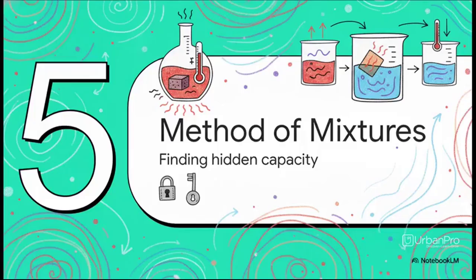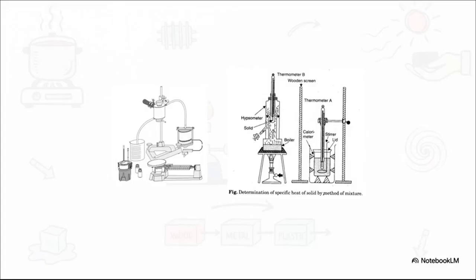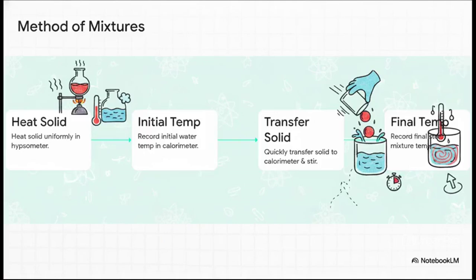Which brings us to Section 5, the method of mixtures. Check out the hardware we use for this. Notice the hypsometer on the left? That's a steam jacket used to heat a solid object really uniformly. And on the right is a calorimeter filled with cold water. The entire goal here is to heat the solid up and then safely plunge it into that cold water. The procedure itself is kind of a rapid-fire physical maneuver. You heat the solid uniformly, you record the cold water's initial temperature, and then, very quickly but gently so you don't lose heat to the air, you transfer the solid. Finally, you just stir it up and record the steady, mixed temperature once it settles.